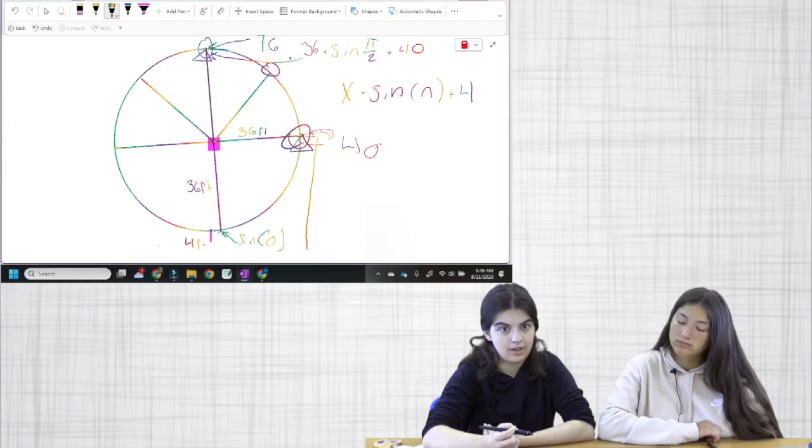In the previous episode, Claire and Mary found a function that described April's height above the ground as she rotated around a Ferris wheel. Claire stated that the function was 36 times the sine of n plus 40, where 36 represented the radius of the circle, n represented the angle of rotation measured in radians, and 40 represented the height of the midline above the ground.